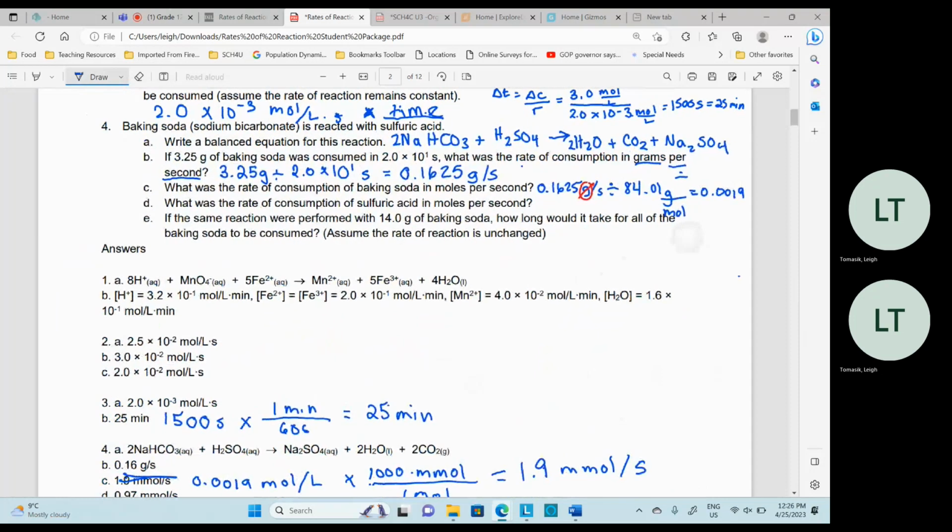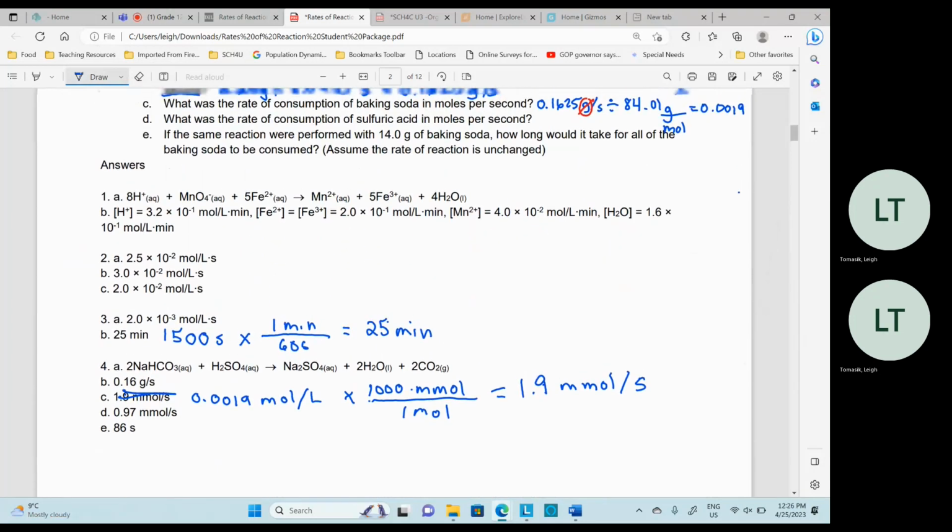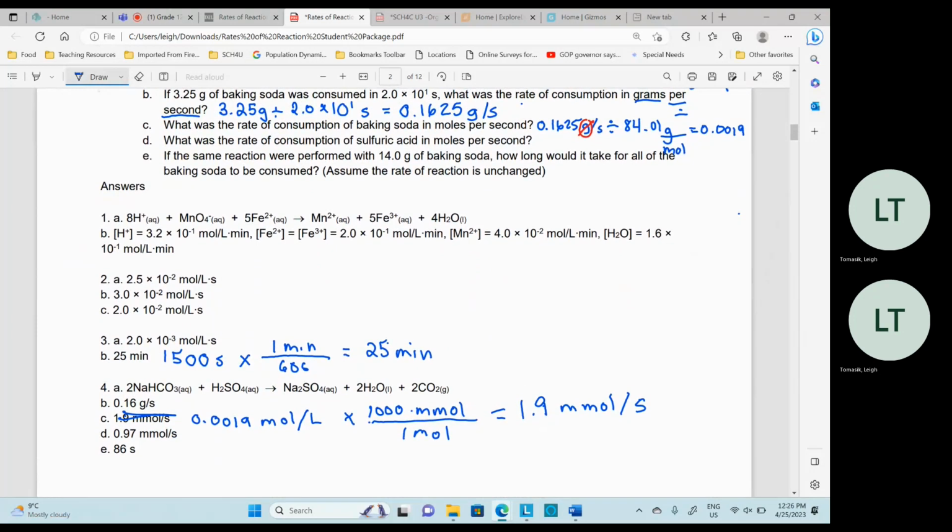And then it says, what is the rate of consumption of sulfuric acid? So sulfuric acid would be half of that. Right, so if I divide it by 2 on my calculator, we get 0.00097 moles per second.